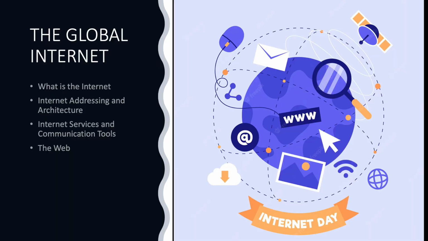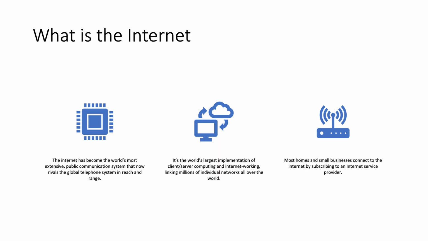The global internet. What is the internet? The internet addressing and architecture, the internet services and communication tools, and the web. Let's start with the definition of the internet. The internet is the world's largest implementation of client/server computing and internetworking, linking millions of individual networks all over the world.